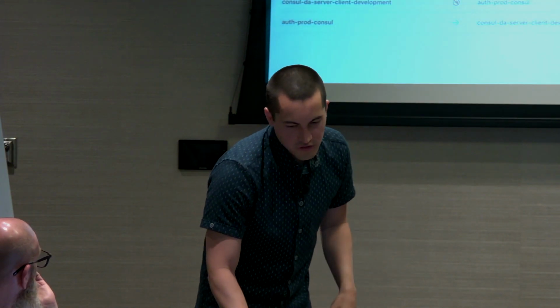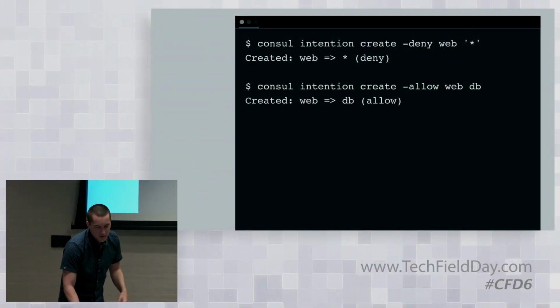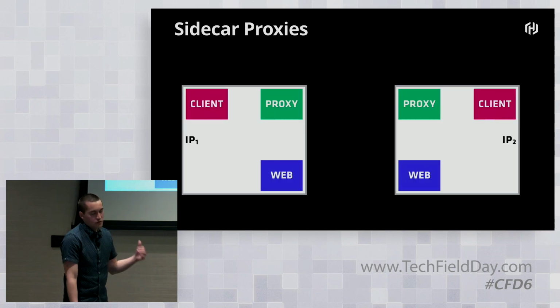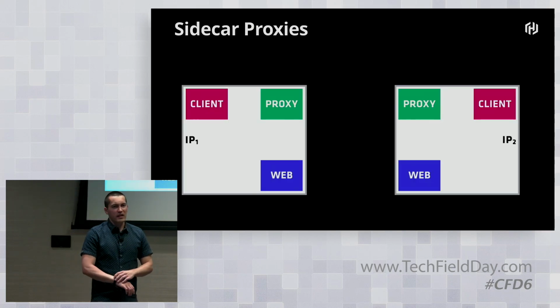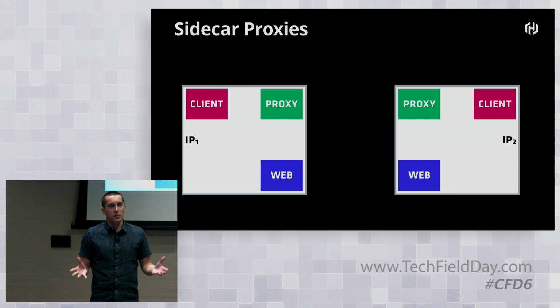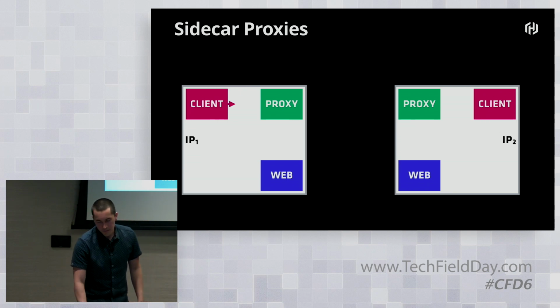Cool. You manage these intentions with the UI, CLI, or an API. They all flow back to the API. And as you would expect, we use sidecar proxies. I think every service mesh uses sidecar proxies. It's the easiest way, and you don't have to modify your application to get this to work in the most secure way possible. So, the client will talk to the proxy.